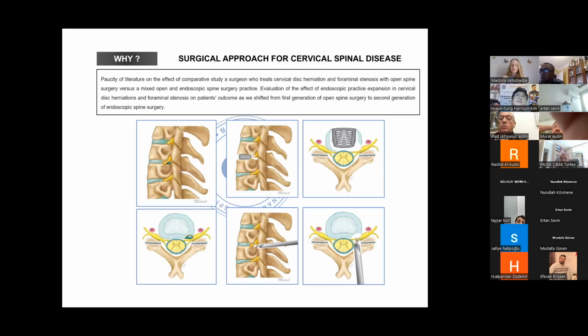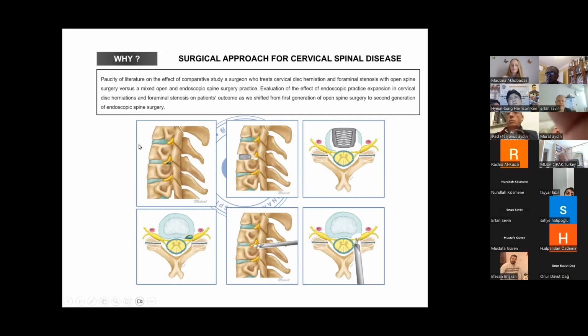But I remember that maybe ACDF, maybe per year only 1 or 2 cases. Nearly all patients can be managed by the endoscopic posterior foraminotomy. And because of that, I believe that nowadays the generation of cervical pathology treatment changed from anterior to posterior by the endoscopic approach. And now so many Korean endoscopic spine surgeons are doing the posterior cervical foraminotomy.